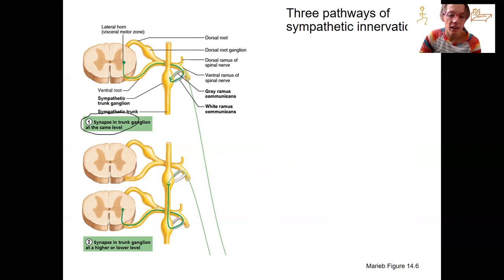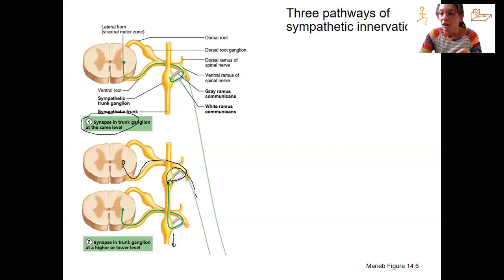However, you could instead have that information go through the white communicans, then travel up or down to another level of the sympathetic chain ganglia, a different ganglion in that chain, to synapse there before it goes out. That's a way of integrating and combining information to be carried out to a similar body region. So this will make more sense in just a moment.